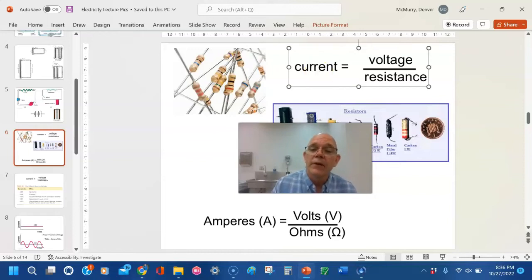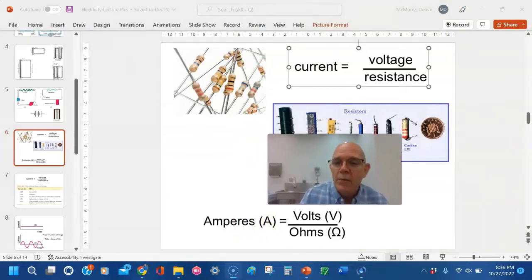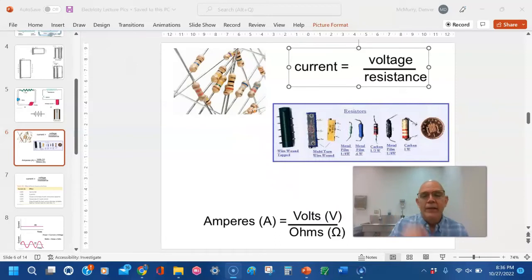Now we measure voltage in volts. We measure resistance in ohms. It looks like an omega or upside down horseshoe symbol there. And current is measured in amps or amperes. Technically it's amperes, but we usually just call it amps for short. It was named after a guy named Ampere, and so that's why it's actually ampere. All right, and you can see what some of these resistors look like.